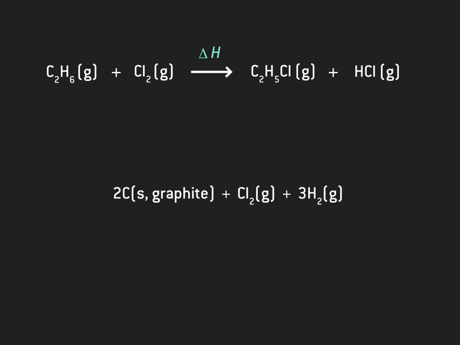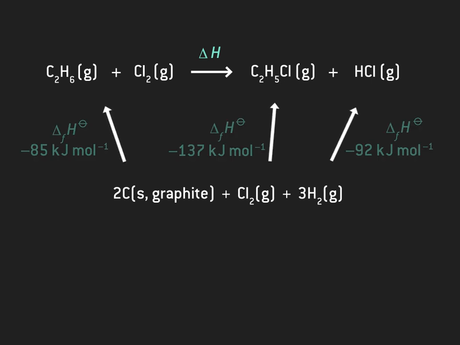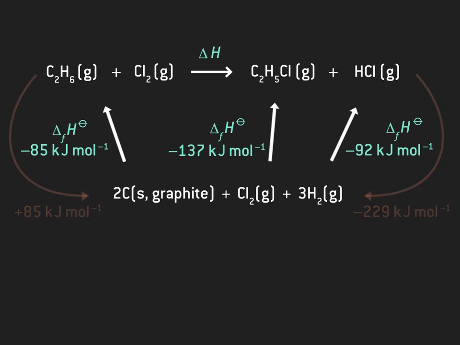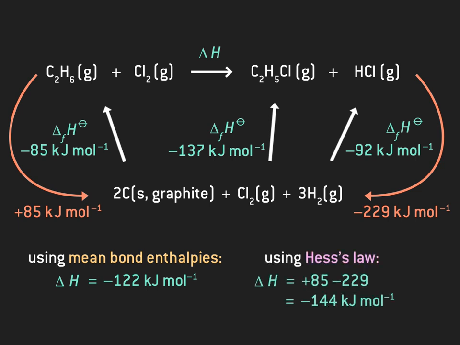Using Hess's law, we can calculate the enthalpy change of reaction based on a thermochemical or enthalpy cycle and measured standard enthalpy changes of formation. This gives a different value to the one we obtained using mean bond enthalpies.